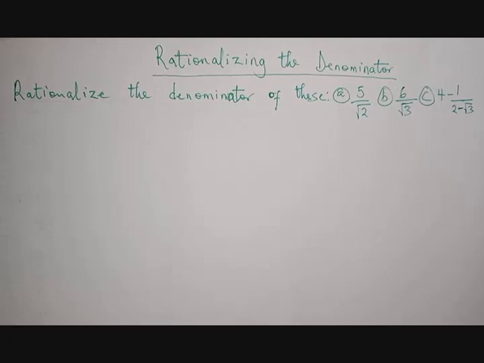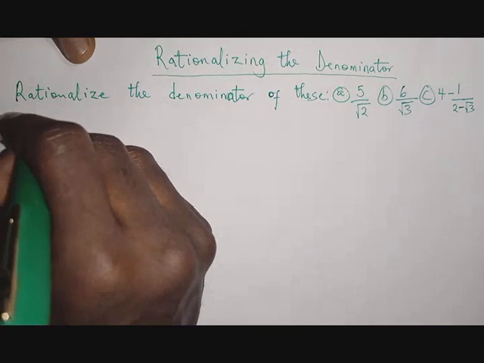Hi guys. So today we want to quickly look at rationalizing the denominator. Why do we have to rationalize the denominator? Simple. We don't want to have surds or irrational numbers in our denominators when dealing with fractions. Okay, so we have to rationalize the denominator. So quickly we're going to dive into the problems.